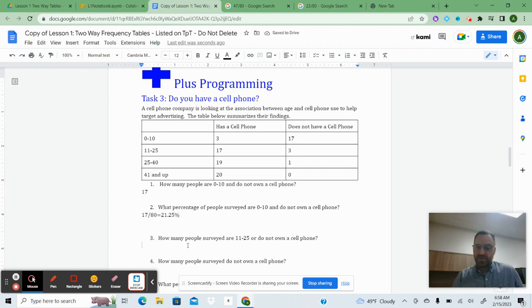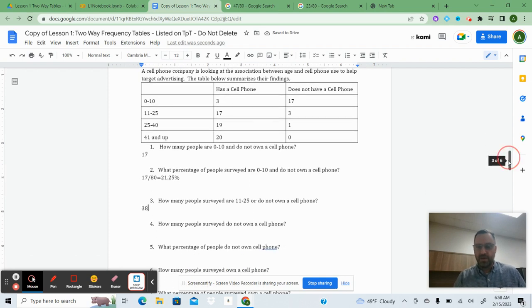And then how many people surveyed are 11 through 25 or don't have a cell phone? So here I would add 17 plus 3 plus 17 plus that 1. And that gives me 38 out of 80, or 38 people. So I'm just going to leave that as 38 people.